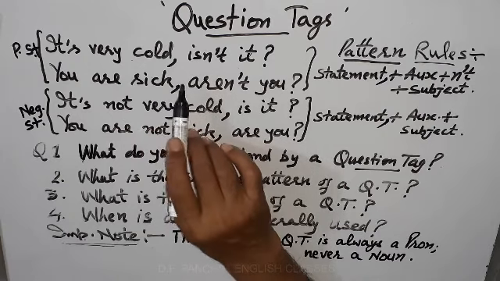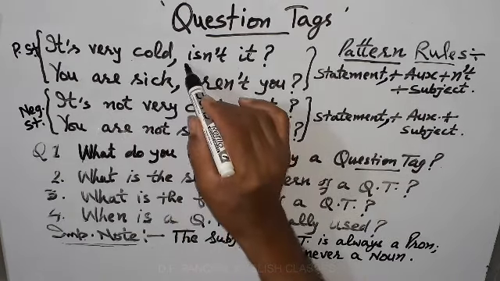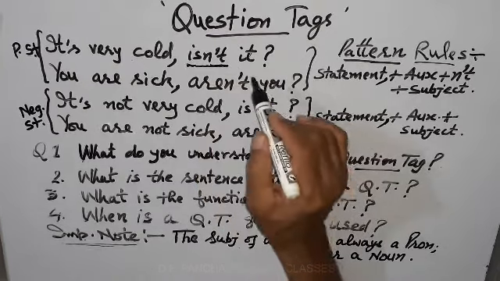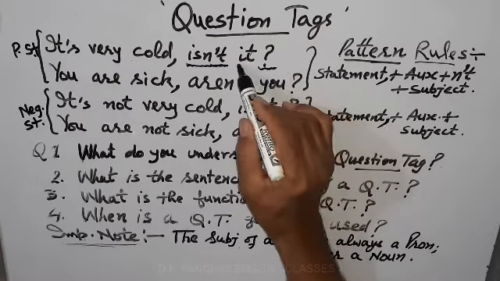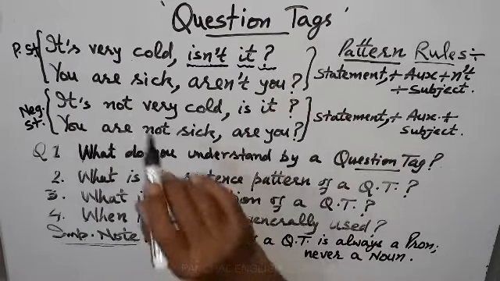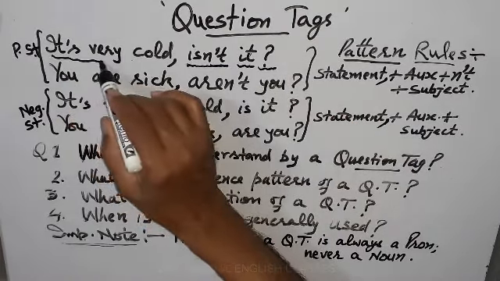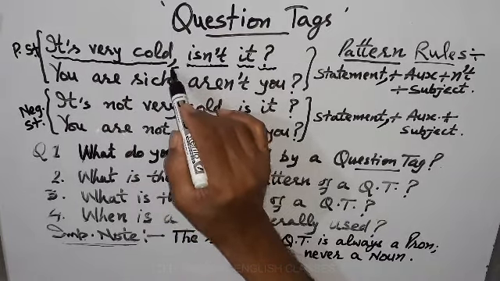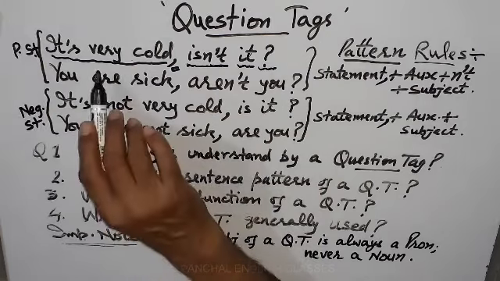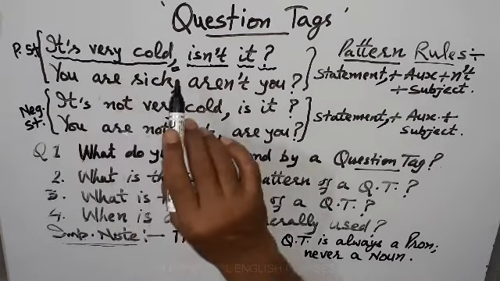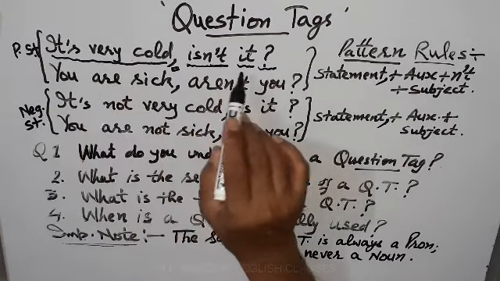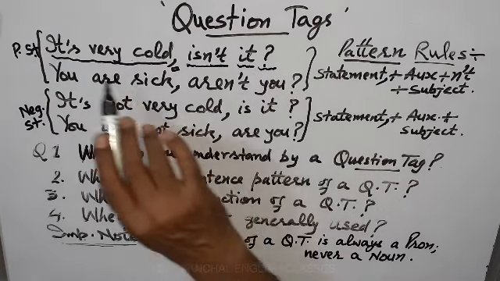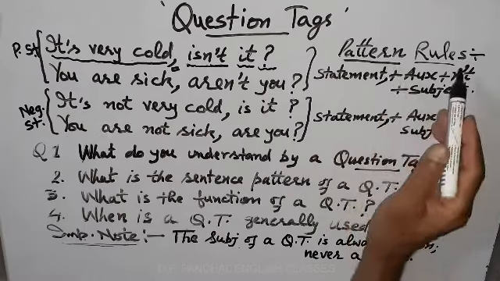So let us see. I underline these special features. Okay, this one is one feature. This one is another feature. There are five things: 1, 2, 3, 4, 5. Okay. We come to the pattern rules.